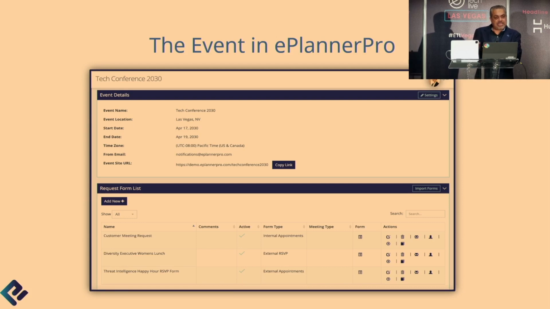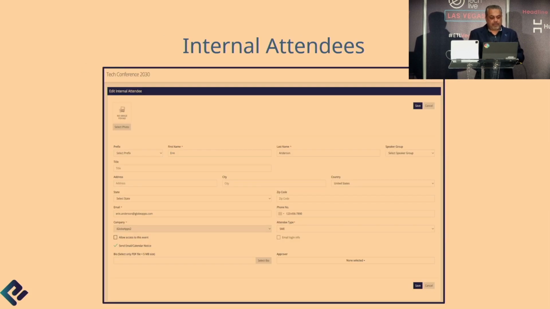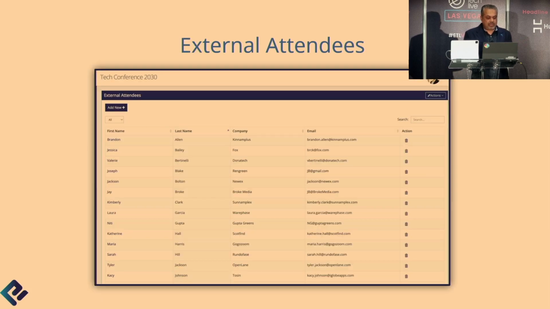I'm going to later on take you to ePlannerPro's actual admin platform, so you will see all of the screens there as well, directly in the platform. But for now, I'm quickly going through a few screenshots just to show you. This is a screenshot of the internal attendee screen. This is where you can either enter your internal attendees manually, or set it up so that anybody who logs in using SSO automatically gets entered in the internal attendee screen, or upload a spreadsheet or CSV file to import all their data.